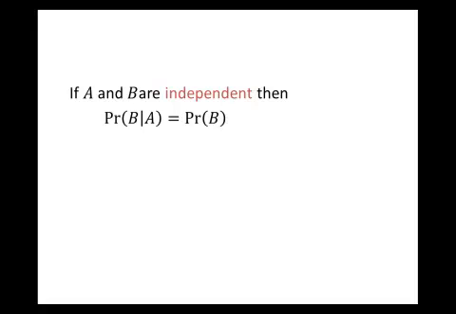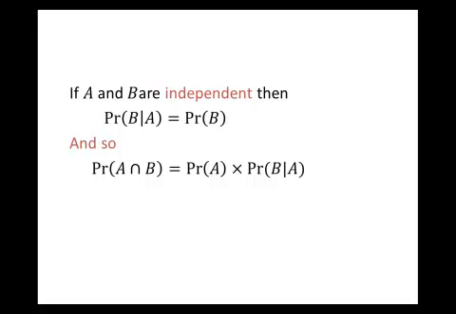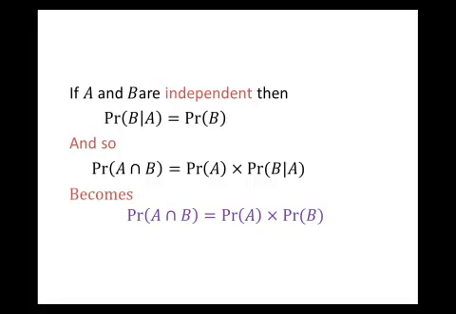If A and B are independent, then the probability of B given A is simply the probability of B. And so our conditional probability formula of the probability of A intersection B equals probability of A by the probability of B given A becomes simply the probability of A and B is equal to the probability of A by the probability of B. But A and B must be independent for this formula.